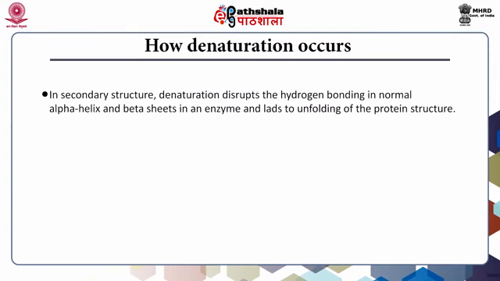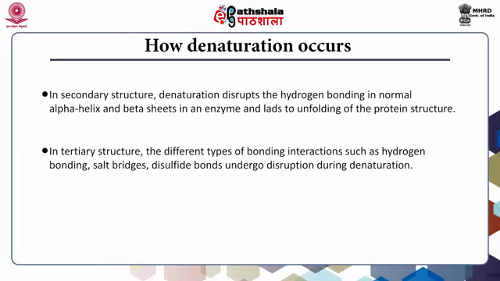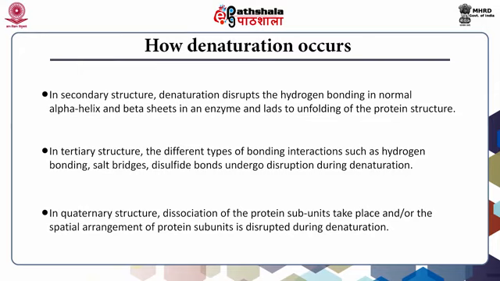In the secondary structure, denaturation disrupts the hydrogen bonding in the normal alpha helix and beta sheets in an enzyme and leads to unfolding of the enzyme structure. In the tertiary structure, the different types of bonding interactions such as hydrogen bonding, salt bridges, disulfide bonds undergo disruption during the process of denaturation. In the quaternary structure of the enzyme, the dissociation of the protein subunits takes place and the spatial arrangement of the protein subunits becomes disrupted during the denaturation process.